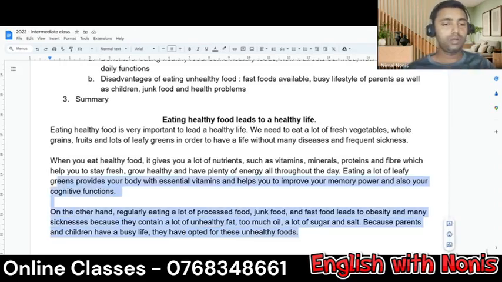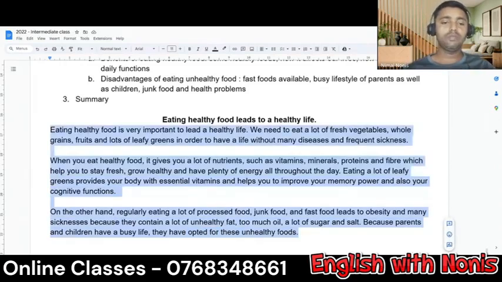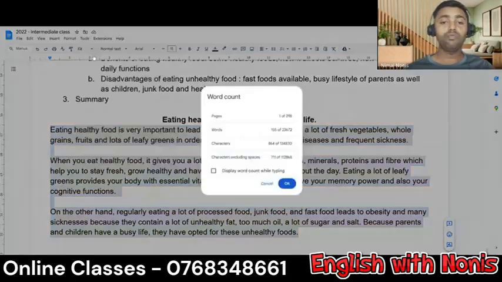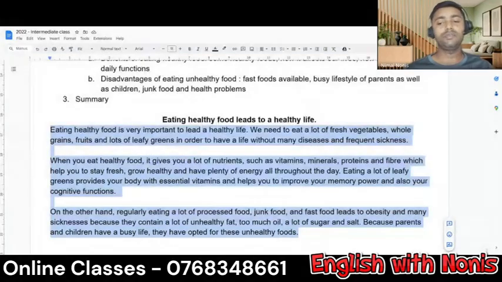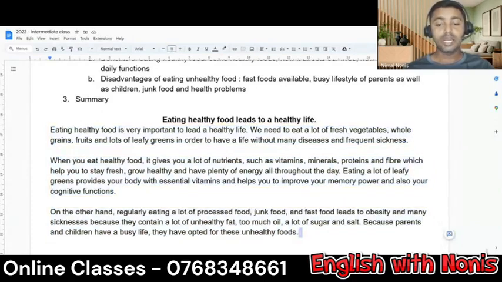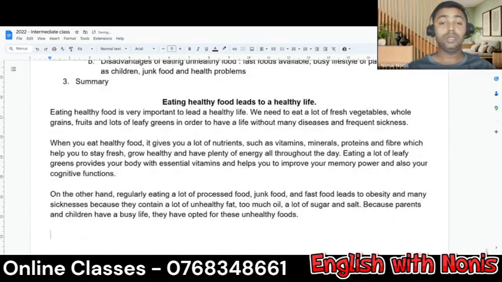Now we have written the introduction, then we have written the advantages and then we have written the disadvantages. Now we have to look at the number of words. Number of words are 155. Okay, 155. That means we can write a little bit more. Anyway, let's write the summary and then see if there is anything else that we need to add, then we can add that part as well.